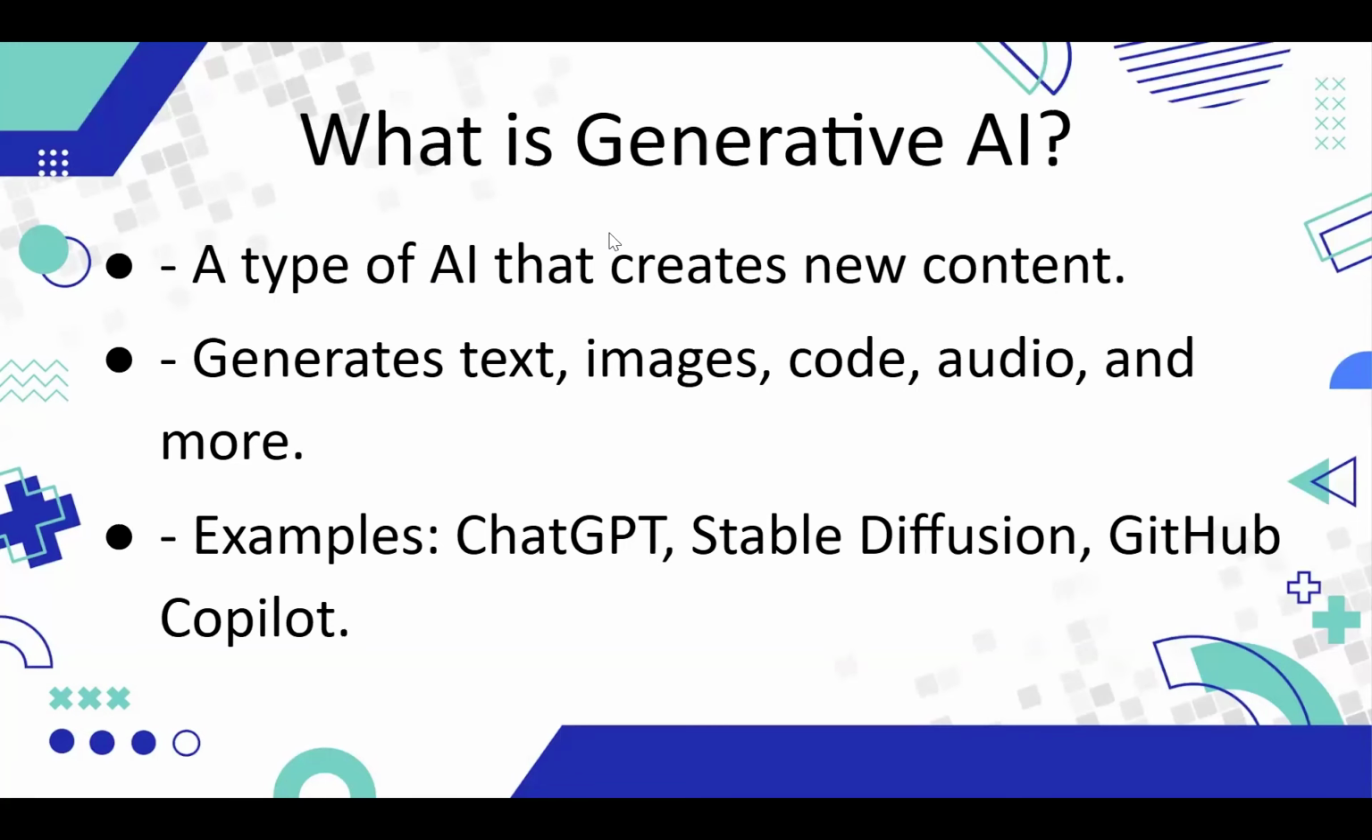In contrast, generative AI is designed to create things. It can generate text, images, code, and audio based on what it has learned from huge data sets. Tools like ChatGPT for text, Stable Diffusion for images, and GitHub Copilot for code. The idea of generative AI is to create new things that didn't exist before.